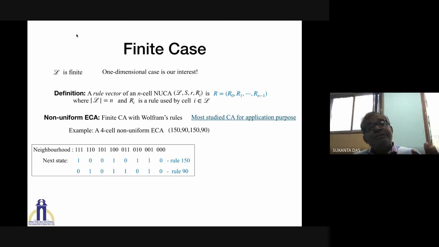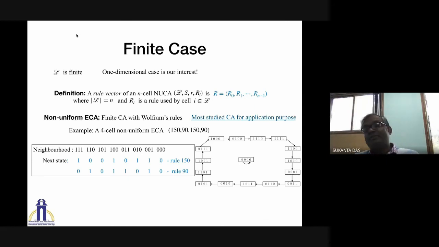And for this CA 90, 150, 90, 150, 90, we get this kind of transition diagram. It is a very interesting diagram. Why is it interesting? You see, except all zero, all the configurations form a single cycle. It's a very peculiar, or better to say very interesting, behavior.